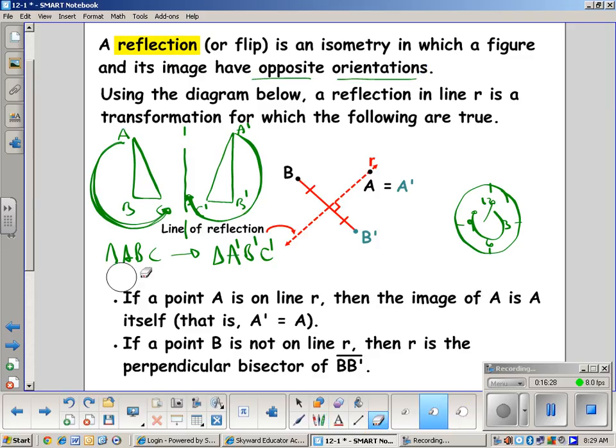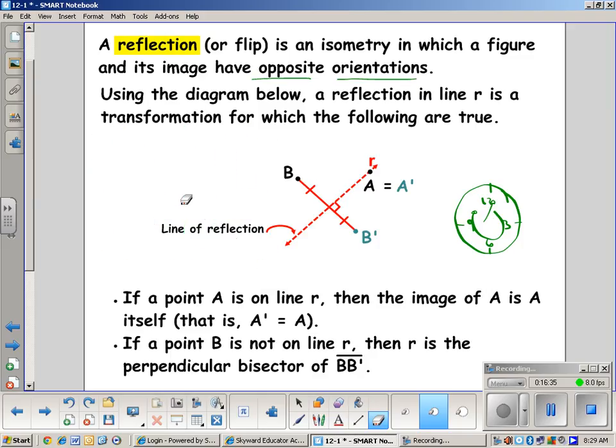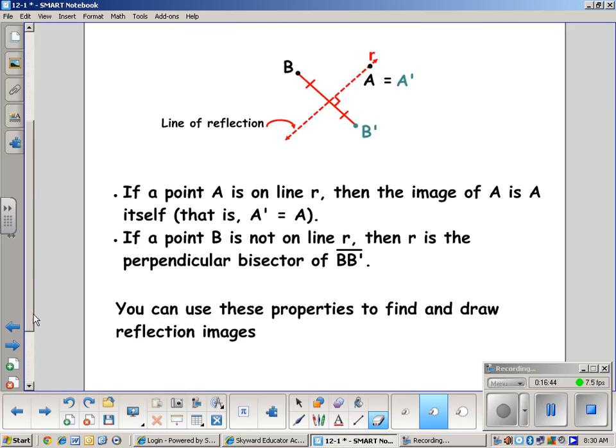Let me move this out of the way. And get rid of our pop too. Alright. So, what else is true?